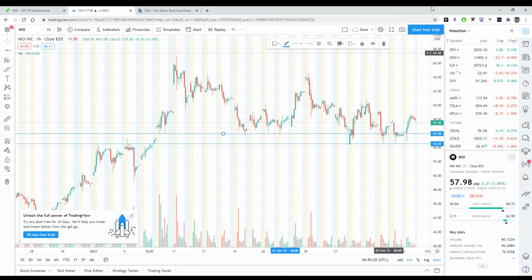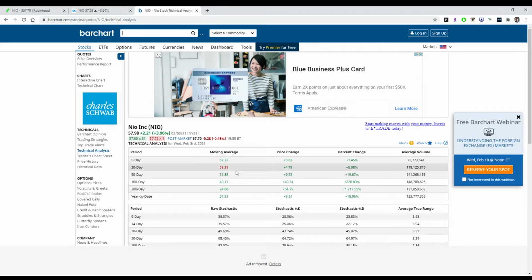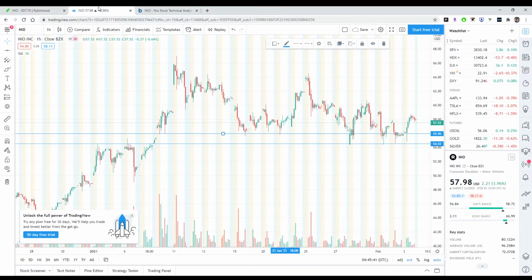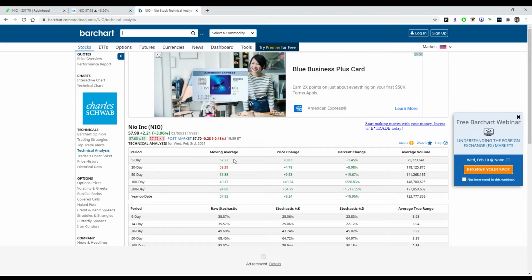Going further on, I also looked at the 20-day moving average, which was about $58. I looked at the 5-day and the 50-day. So with a moving average of about 51 for the 50-day, that's how I kind of got to the $52 put. The chances that it was going to be dropping below 51 and a half was pretty slim.